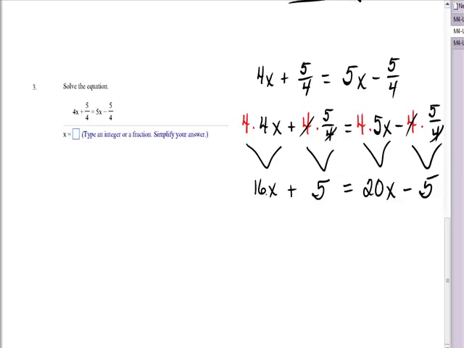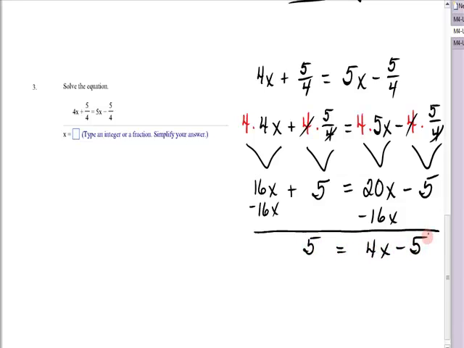I have variables on both sides. It's your choice which one you want to get rid of. If you want to get rid of the small one, you'll subtract 16x from both sides. You could have done it the other way. 5 is equal to 4x minus 5.